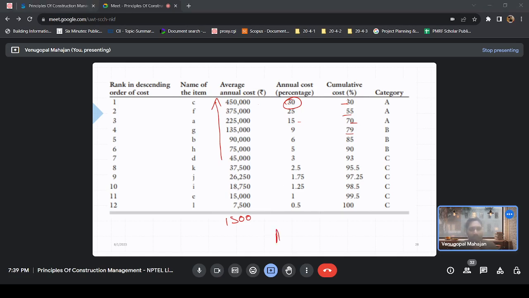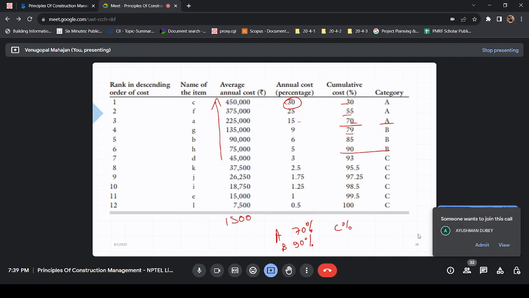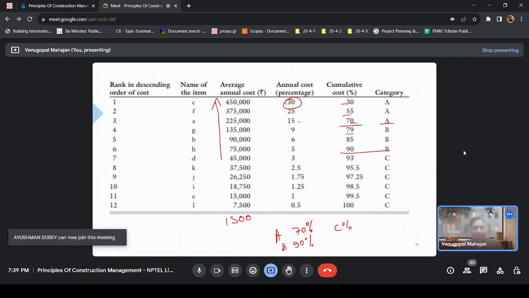So A is 70% of the cumulative cost. So till 70% we have got A. B is 90%. So till 90% we have got B, and C is the remaining one. Okay, so you can say that if you take care of only 3 items out of 12, you can take care of 70% of your material cost, right?